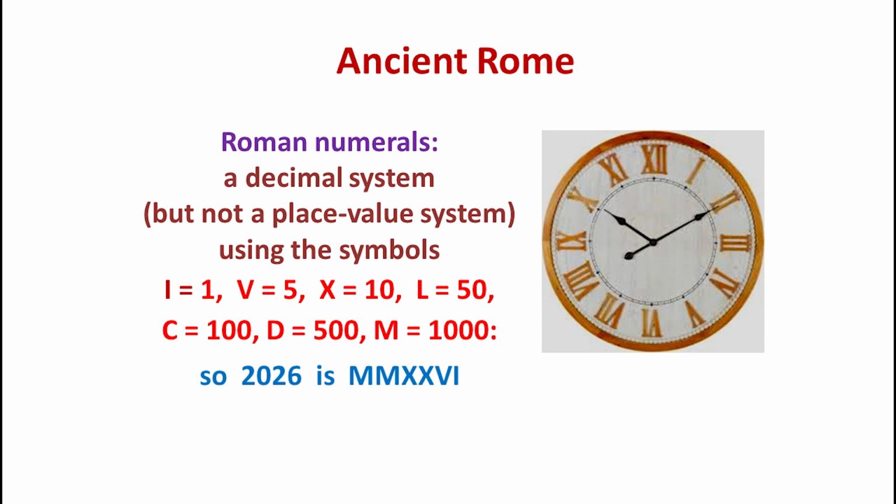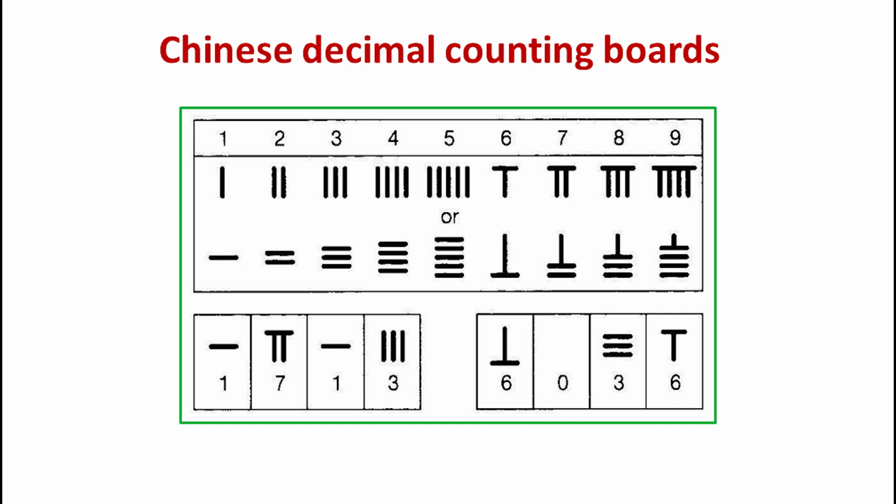Moving forward by over 1,000 years takes us to classical Rome and to Roman numerals, a decimal system with letters representing numbers. But it's not a place value system because different letters are used for 1, 10, 100 and 1,000, and for 5, 50 and 500. So that, for example, 2026 is MMXXVI.